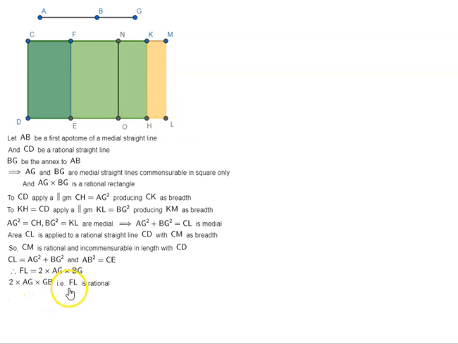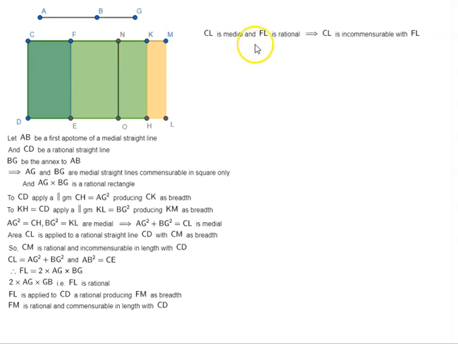2 times AG by GB is going to be a rational area. That means FL is going to be rational. Why? Because we know, because it is a first apotome, AG by BG is a rational rectangle. That means 2 times that is also going to be rational. Now FL is applied to CD, a rational straight line, producing FM as breadth. So again, FM is rational and commensurable in length with CD because they are both rational.